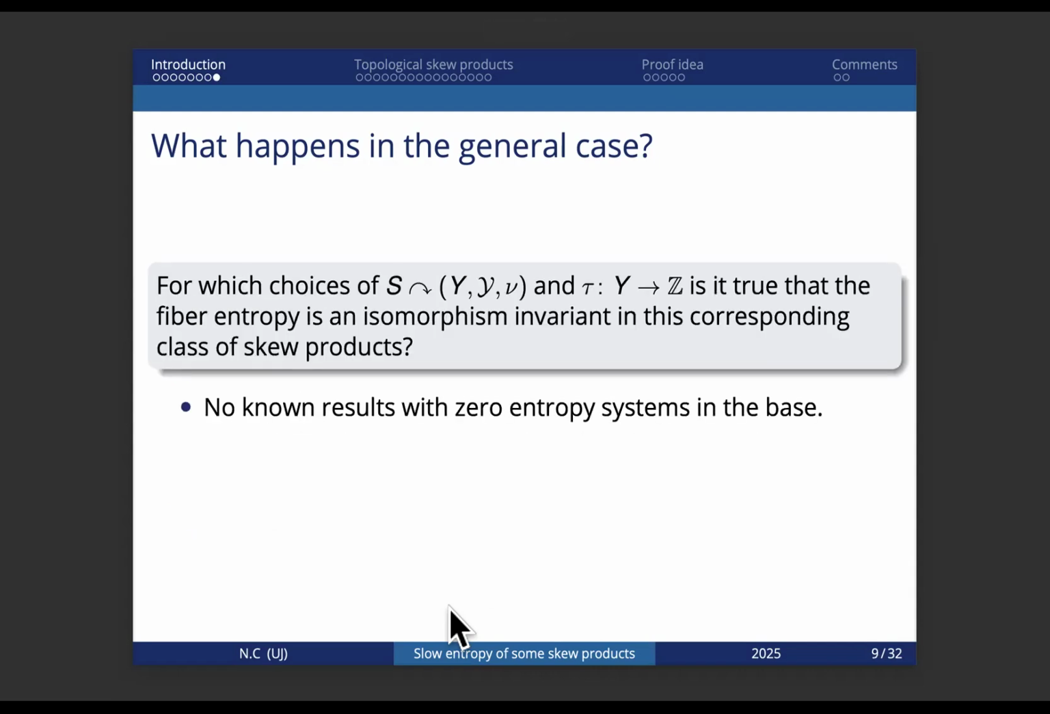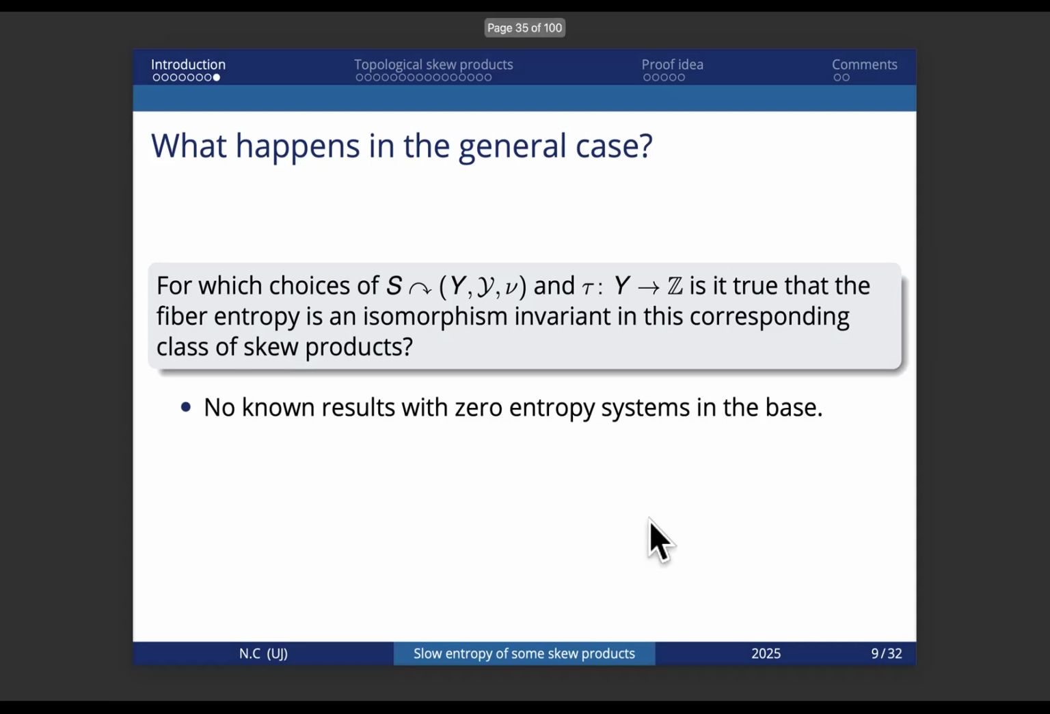On the other hand, there are no results of this kind with zero entropy systems in the base. All the known cases, which were the ones from the previous slide, were for high complexity systems in the base.